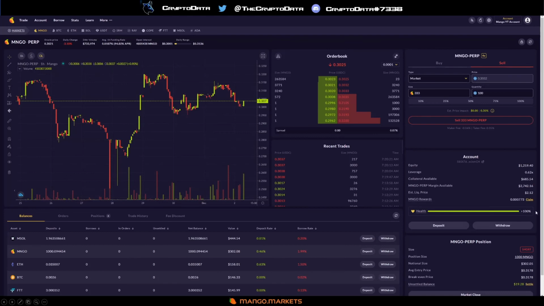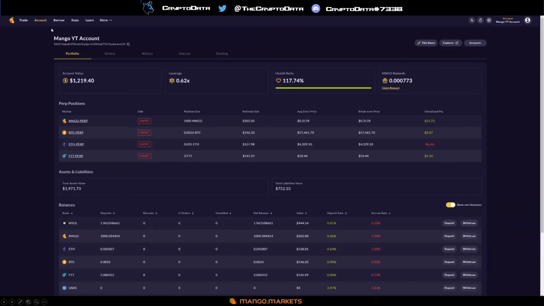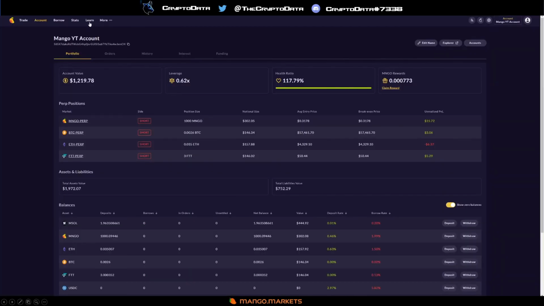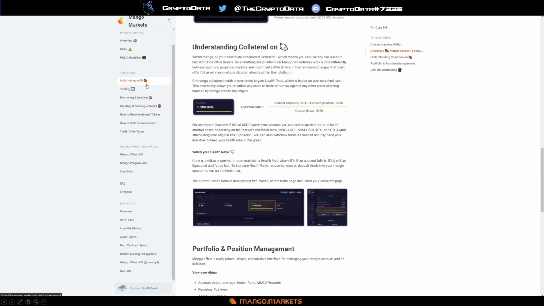So health factor, you can see for me, it's greater than 100%. Health factor is doing great. If I go to account, I'll be able to see the health ratio is 117%. Long story short, if the health ratio gets to 0%, you'll get liquidated. Going to the docs, just clicking learn here, going to the docs page and clicking on initial setup, you can see here, understanding the health ratio. It says, once a position is open, it must maintain a health ratio above 0%. If an account falls to 0%, it will be liquidated and funds lost. To increase the health ratio, reduce borrows or deposit funds into your margin account to top up the health bar.